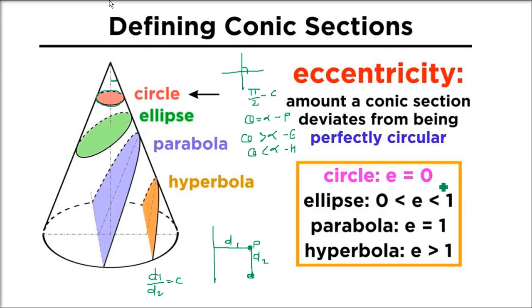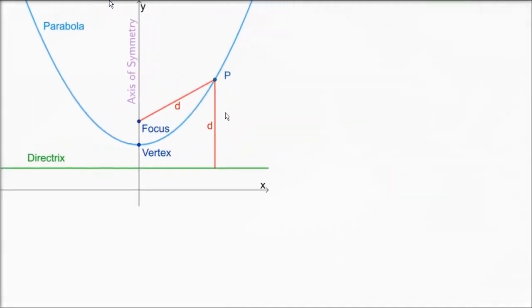If this eccentricity E is 0, you get a circle. If E, the ratio of the two distances, one from the line and one from the point, is between 0 and 1, you get an ellipse. If E is 1, that is, both distances are the same, it will be a parabola, and if E is greater than 1, you get a hyperbola.